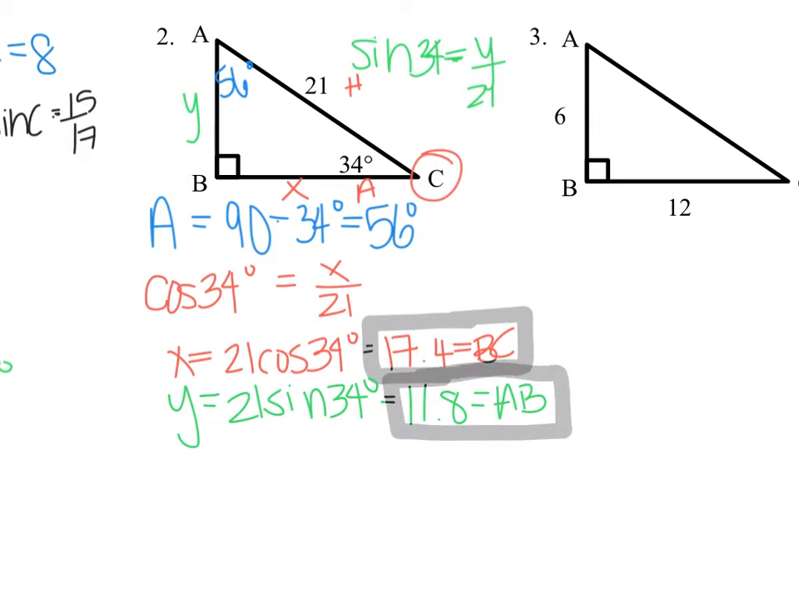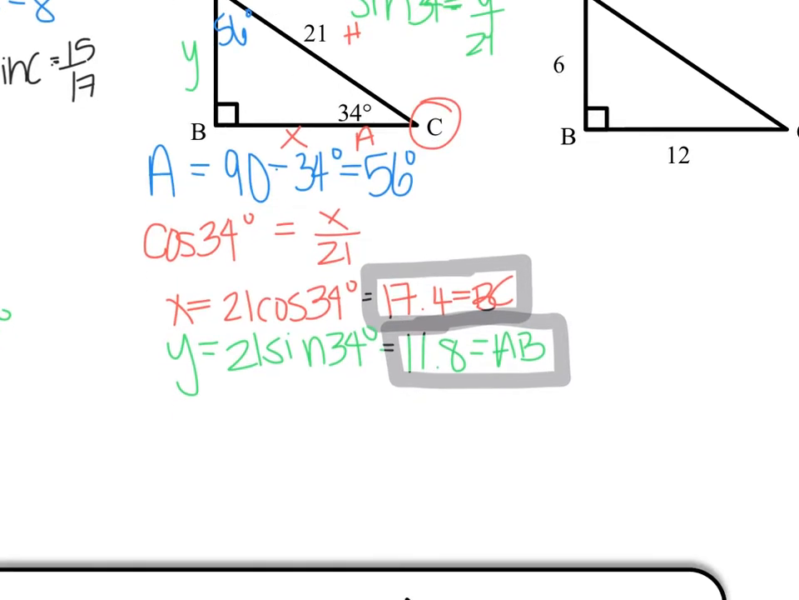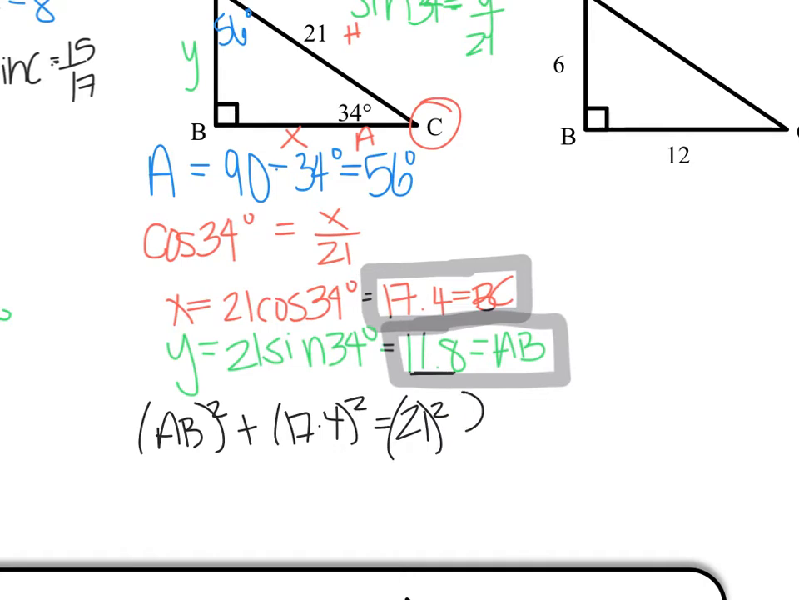Okay. So like I said before, we also could use the Pythagorean theorem to solve this, to find the missing side. What you would have done was AB squared plus 17.4 squared equals 21 squared. Okay, and you should get approximately the same answer. It might be a little bit different depending on the rounding. When I keyed this, I found the 11.8 finding it this way. So if yours was a little bit different than 11.8, that's why.